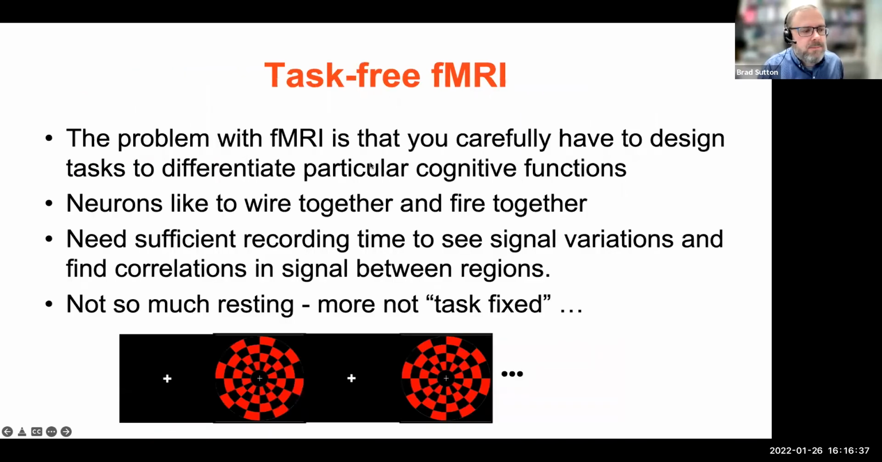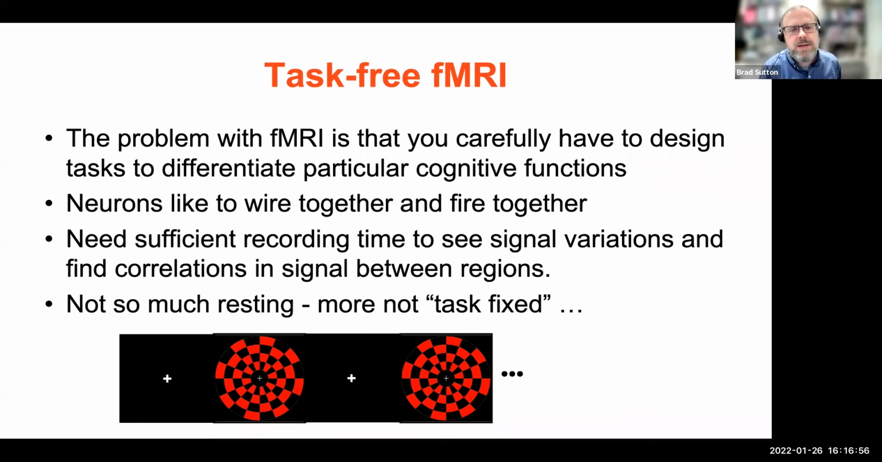Okay, the problem with fMRI in this mode is that you have to carefully design the task for the specific region of the brain, the specific cognitive function that you want. And this can become very hard because some things are very complex and have multiple cognitive functions embedded, and you can't do one without the other. It can also take a really long time.